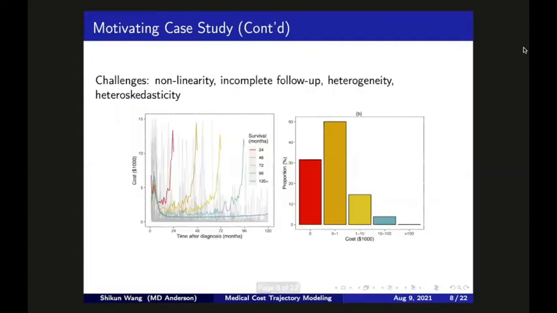It has several challenges we need to address, including nonlinearity, incomplete follow-up, long-term survivors, heterogeneity, and heteroscedasticity. The left plot shows that the monthly cost data are highly variable and the trajectory of average monthly costs appears to depend on survival. Trajectories generally follow a U-shaped pattern among individuals who die at months 24, 48, 72, and 96 after the initial diagnosis, but an L-shaped curve among those who survive beyond 120 months.